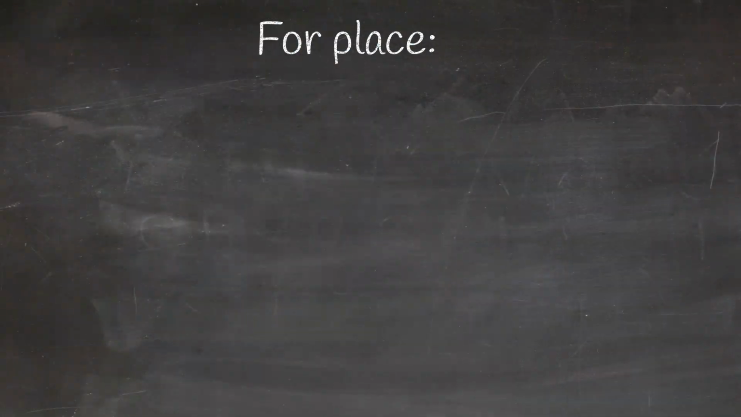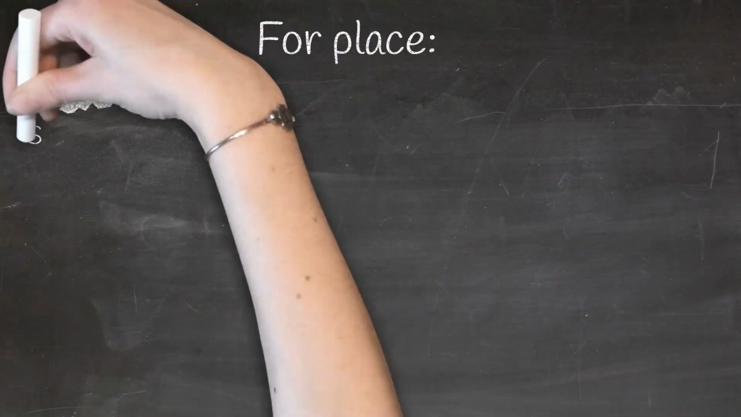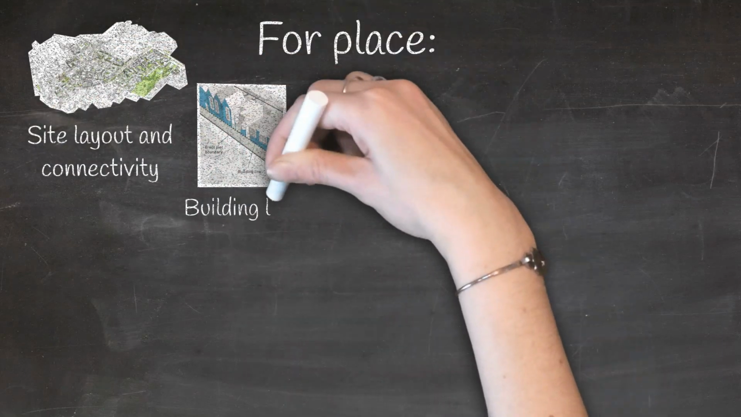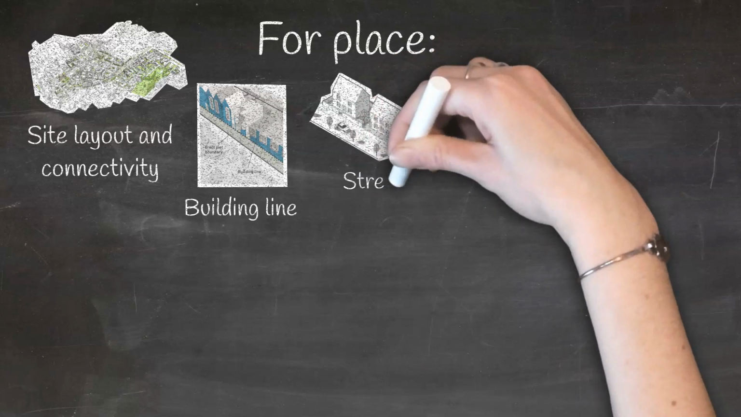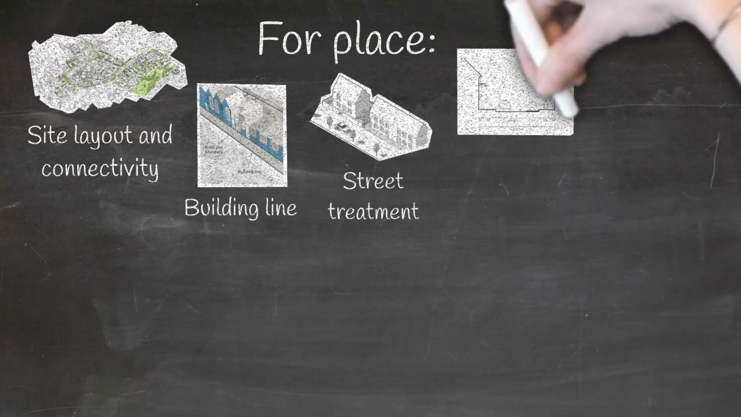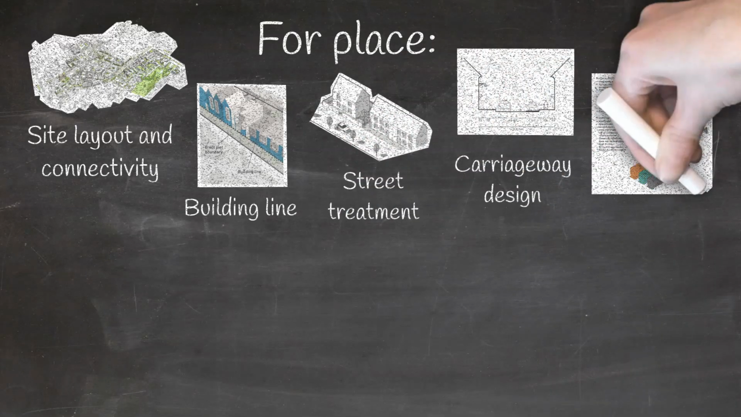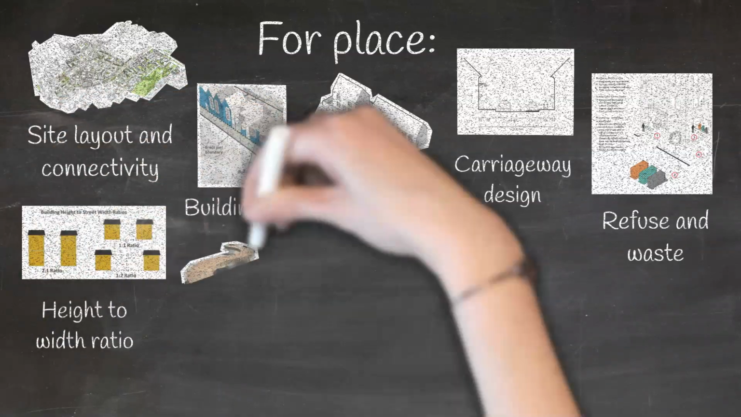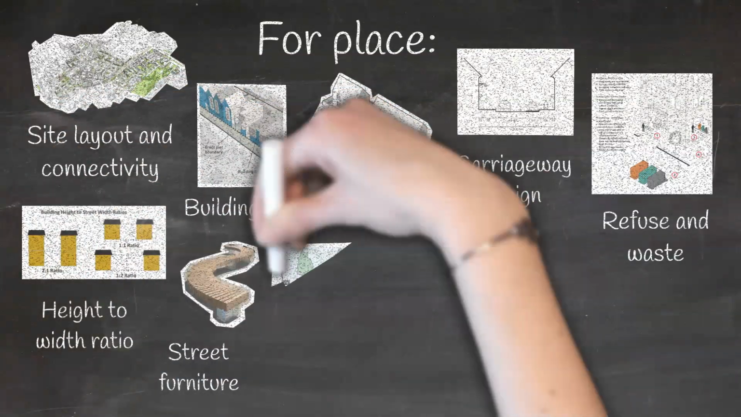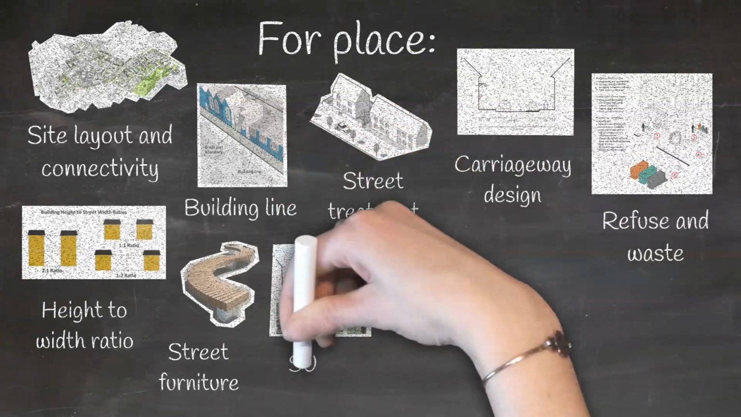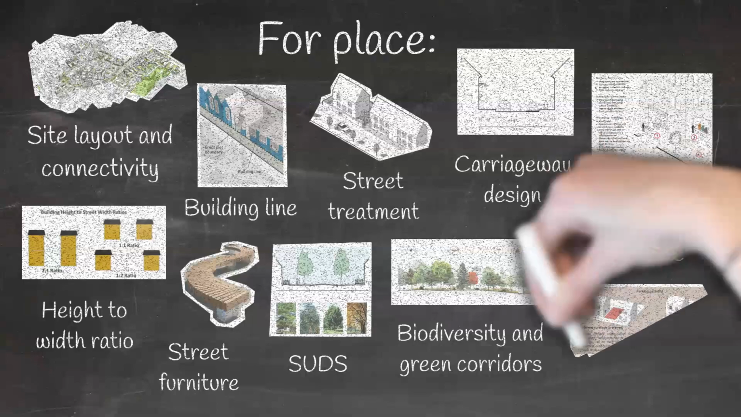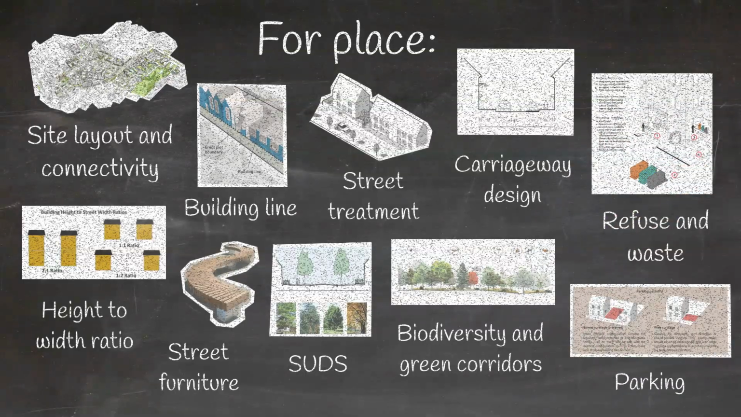For the streets and public realm, the code should set out site layout and connectivity, building line, street treatment, carriageway design, refuse and waste, height to width ratio, street furniture, sustainable urban drainage, biodiversity in green corridors, and parking.